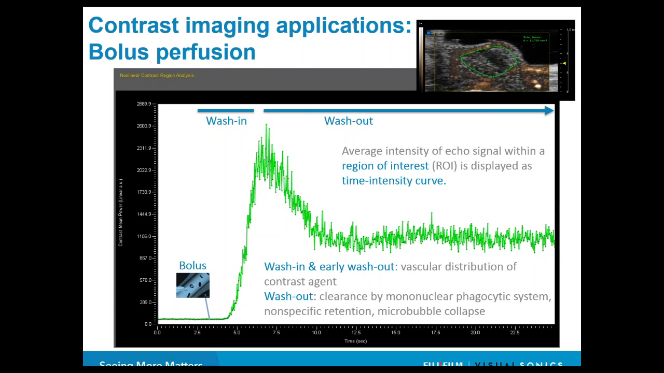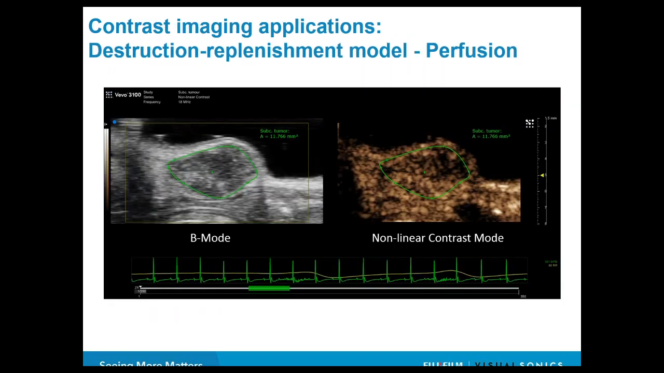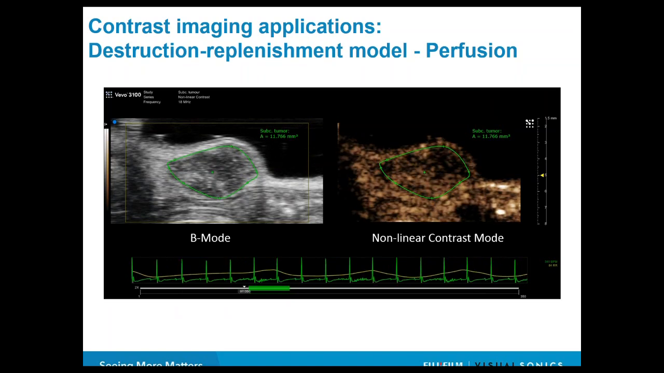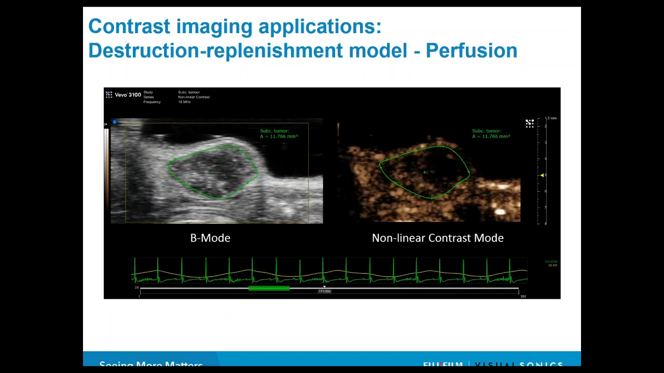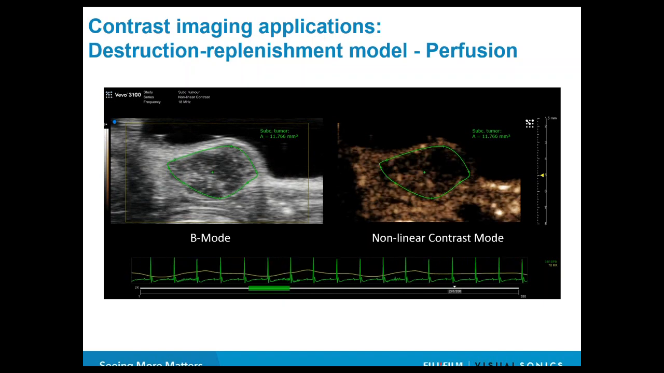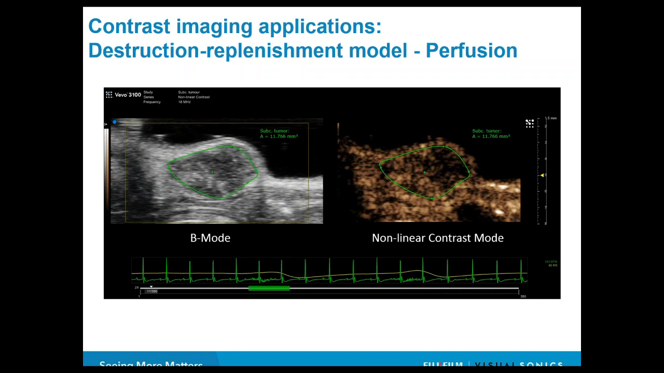Another way of studying perfusion is the so-called destruction-replenishment model. In this case, we are also injecting some contrast agent, but now we start imaging only when we have reached a steady state of circulating microbubbles.